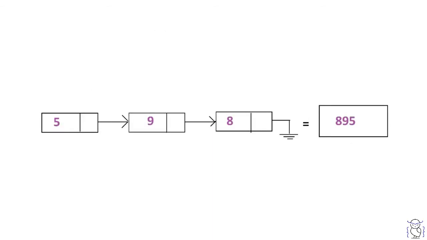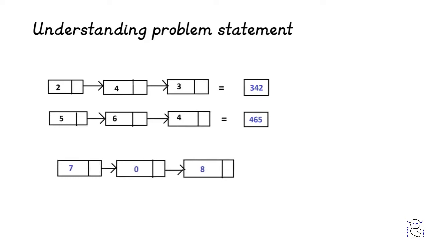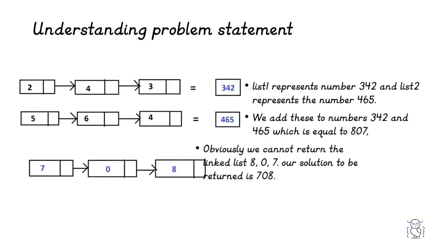Here we have a linked list which starts with 5, then 9 and ends with 8. According to this problem, the digits represented in the linked list are in reverse order. So here our number will be 8, 9, 5. Now that we have understood how the linked list is represented in this problem, let's understand this problem statement with an example.